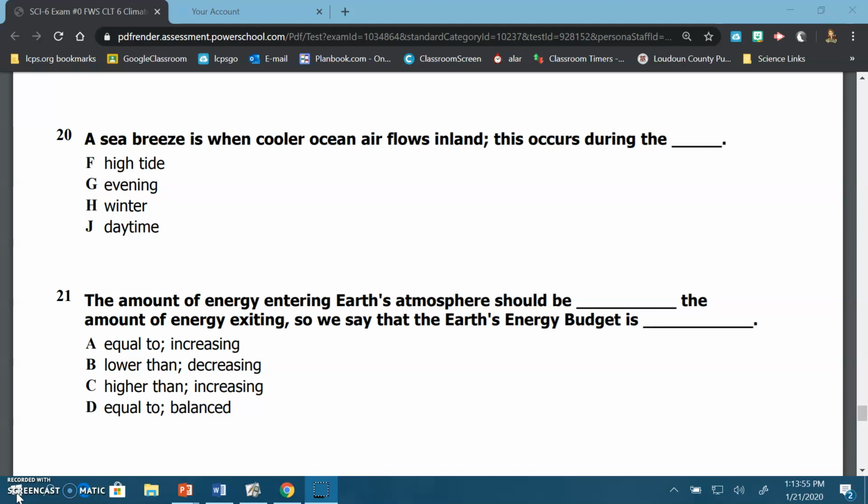Number 20. I'm going to read this one again. A sea breeze is when cooler ocean air flows inland. This occurs during the F. High tide, G. Evening, H. Winter, J. Daytime.